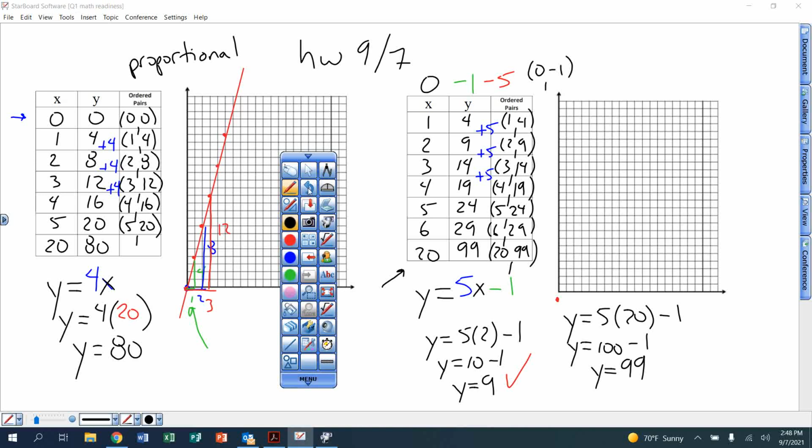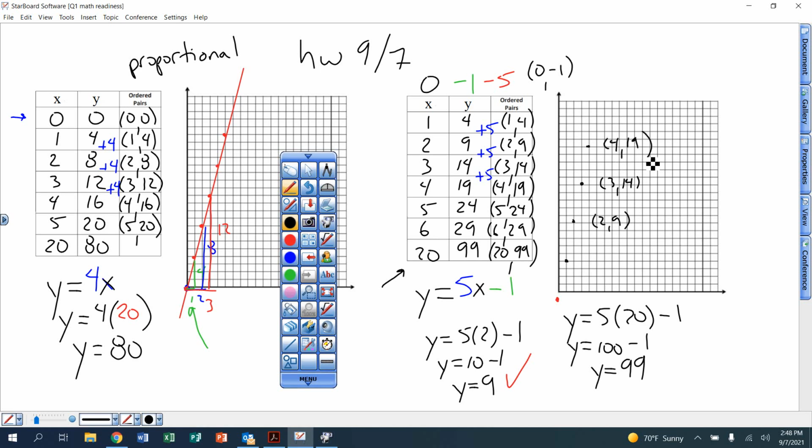Whoops, that's the wrong point. 1, 4 would be right here. Going over 1, up 5, over 1, up 5. 1, 2, 3, 4, 5. That's the point, 2, 9. Go from there, over 1, up 5. 1, 2, 3, 4, 5. That's the point, 3, 14. From there, over 1, up 5. That's the point, 4, 19.